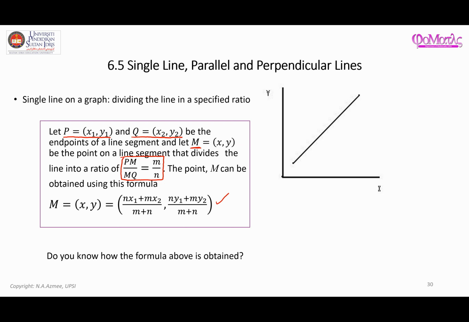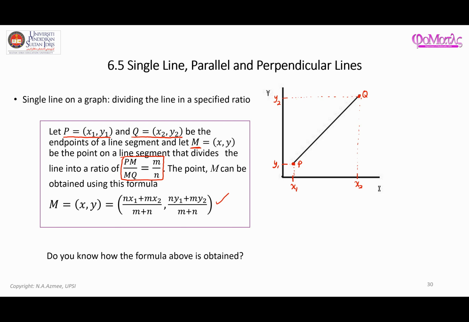And here I'm going to show you how the formula above is obtained, and I'm going to use a graph to illustrate this point, okay? So first of all, we start with plotting point P. Let's say here is my P. Therefore, this is x1 and this is y1. And I have another point here, which is point Q. So this is at x2, y2.